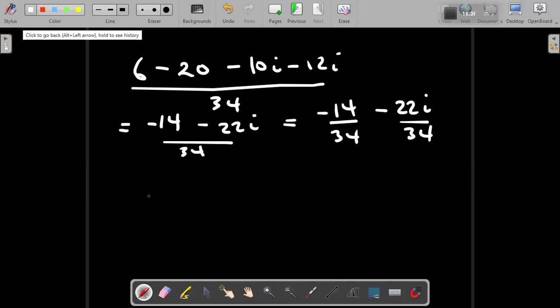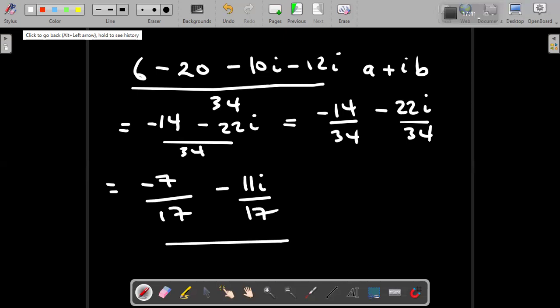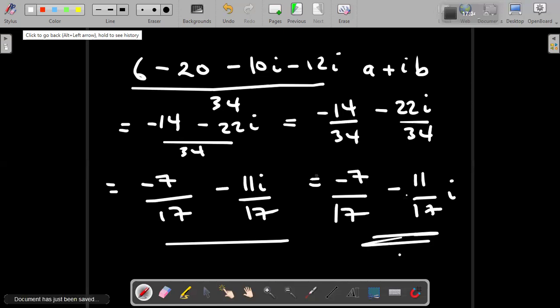So let's divide by 2. When I divide 2 into negative 14, we get negative 7, and 34 gives 17. Negative 22i divided by 2 gives negative 11i, then 17. So remember, they told me in the form a plus ib, so which is then the imaginary part. We can write it more clearly in this form: negative 7 over 17 minus 11 over 17 i. If you want, you can bring your i in front. Here's how you solve this question. Okay, do I have a question there?